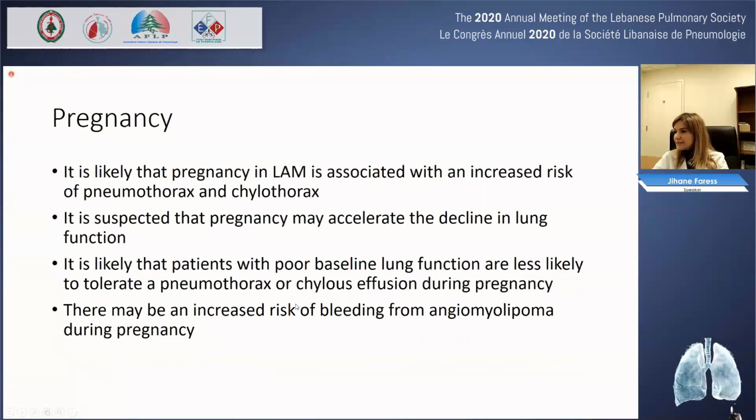In terms of pregnancy, it will always be a personal decision, but pregnancy will accelerate the decline in lung function, increase the risk of pneumo and chylothorax.